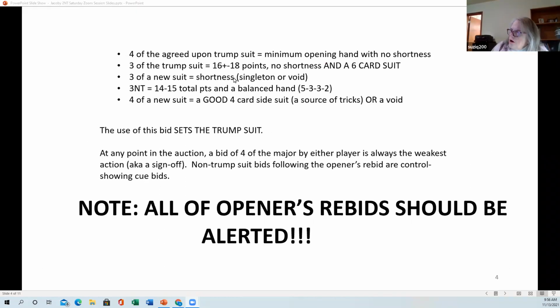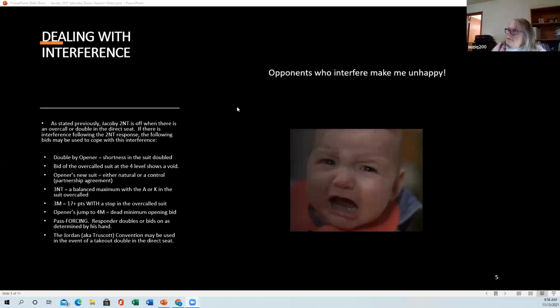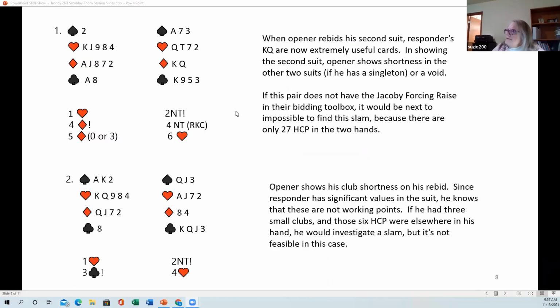It will have at least four. Page 4. Oh, this is wrong. This is the rebid. Let me see. I'm looking for mine. Okay, here we go. Oh, this is opener's rebids. Let me find it. Here we go. This is page 8.